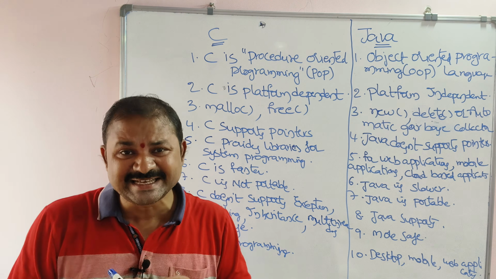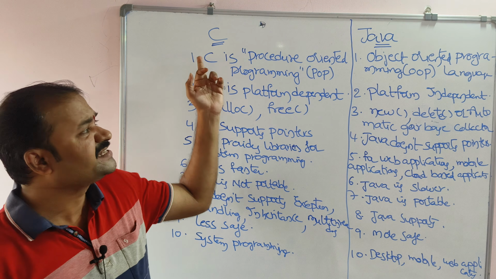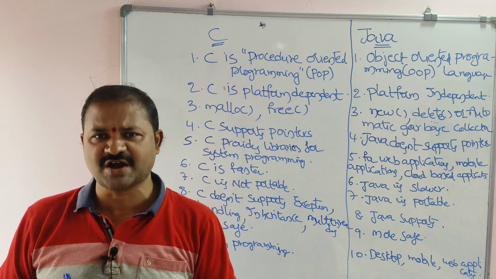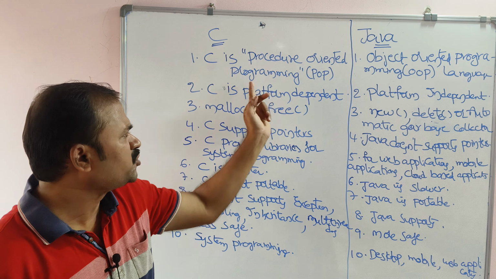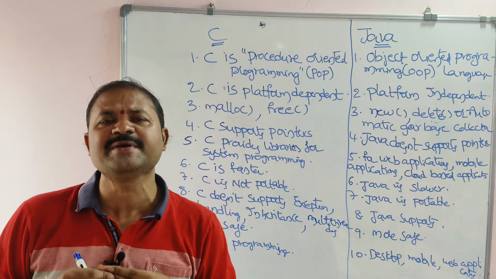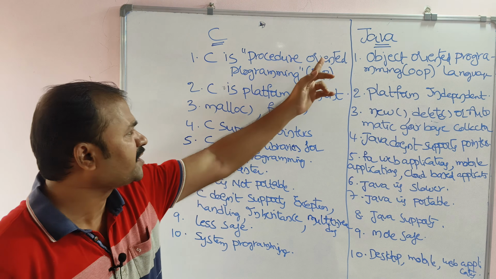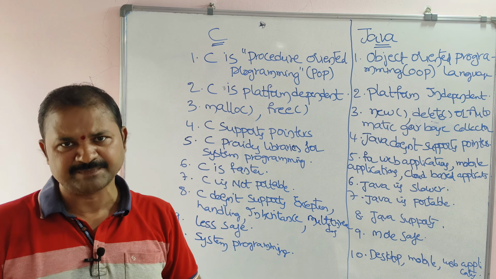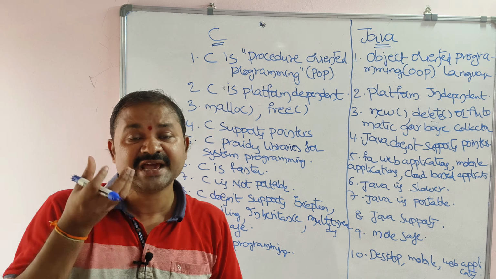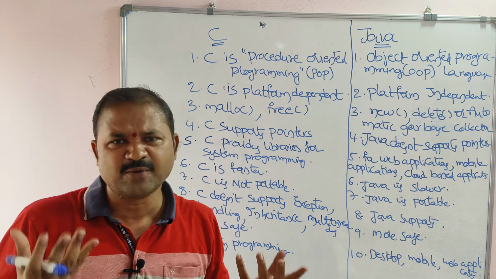Now, let us discuss the differences between C and Java. So, first point, C is a procedure oriented programming language. In short, procedure oriented programming can be called POP. Procedure means a function. We know about functions.